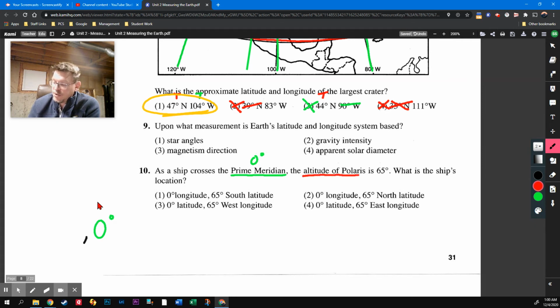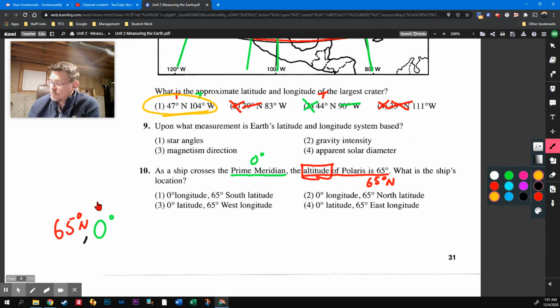Okay, so now I need to figure out the clue for latitude. The altitude of Polaris is 65 degrees. So this clue is at the core of lesson 208, which is that the altitude of Polaris is equal to the latitude of the observer. So we know the altitude, which means we also know the latitude, which is going to be 65 degrees north. You can only see the North Star in the northern hemisphere, because the angle of Polaris is equal to the latitude. So I know the latitude is going to be 65 degrees north. All right, so go through and identify each option, true or false.